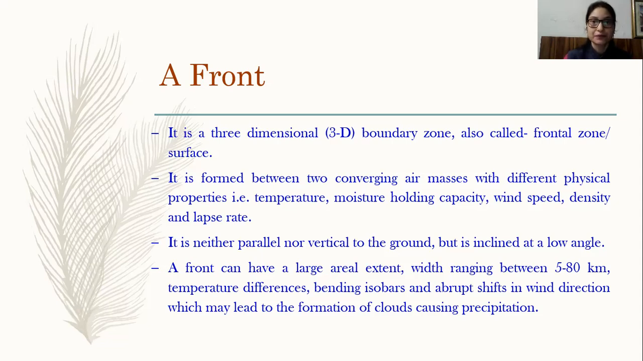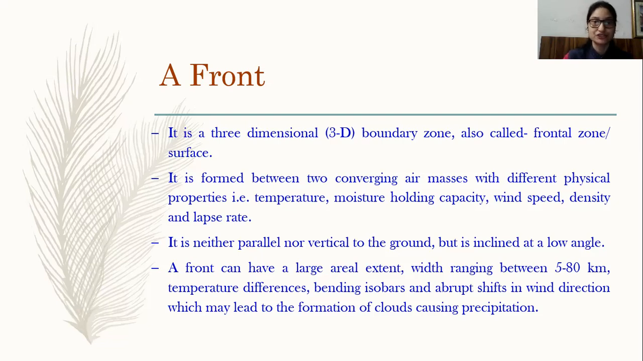And when I say they cover a huge space, how many kilometers do they occupy? Around 5 to 80 kilometers is the aerial extent of the front. That means they can cover up to a distance of 5 to 80 kilometers. If it is a small front, if it is a beginning stage of the front, it will be small and it will cover a small distance. But if it is a larger front, a more powerful and dominant front, then it will cover a larger distance.